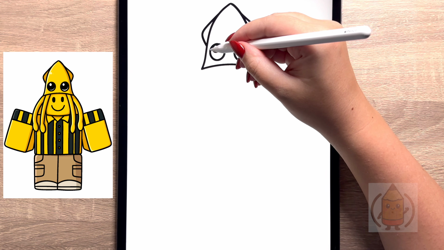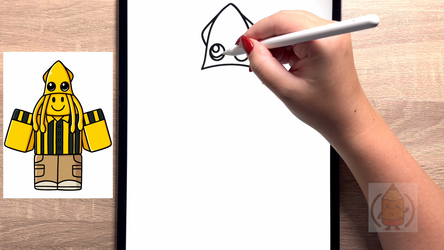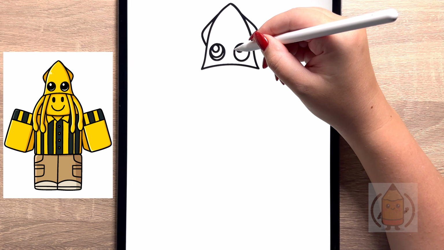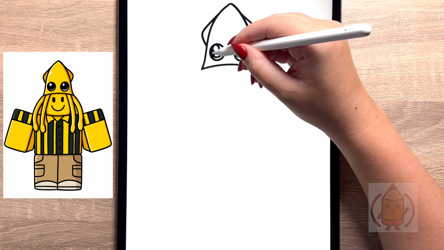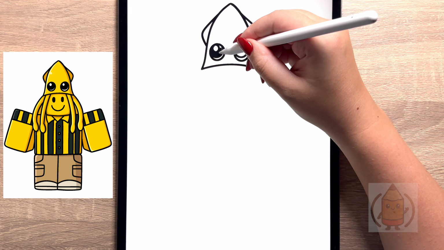Let's draw in the pupil. So from the top, we're just going to curve this around and through. And then we're just going to color that part in black.